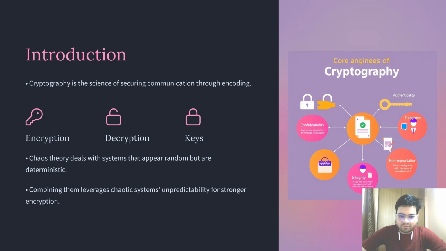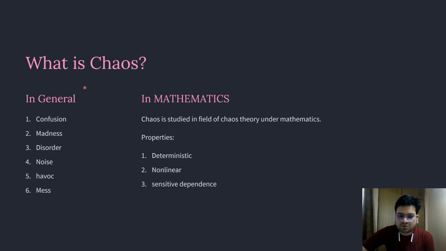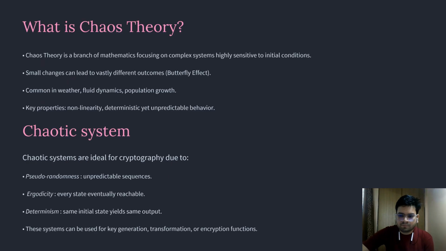Chaos theory deals with a system that appears random but is deterministic. Combining them leverages the chaotic system's unpredictability for stronger encryption. What is chaos? In general, everyone thinks it is confusion, madness, disorder, noise, havoc, or a mess. But no, it's not like that. In mathematics, chaos is studied in the field of chaos theory. It exhibits some properties: it should be deterministic, it should be nonlinear, and it should have sensitive dependence.